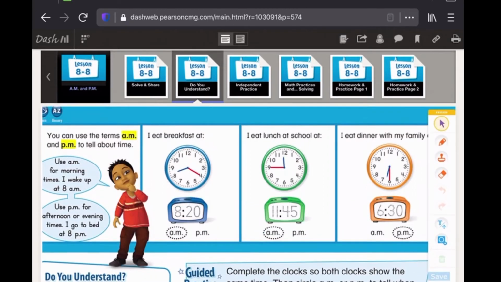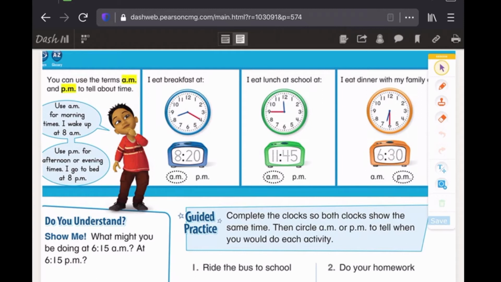Right away I can see they highlighted some stuff for us, AM and PM. Let's read that sentence. In the first box, you can use the terms AM and PM to tell about the time. And they're using what's called abbreviations to shorten the words, so it just says AM and PM. And our friend here in the speech bubble is saying, use AM for morning times. I wake up at 8 a.m. And use PM for afternoon or evening times. I go to bed at 8 p.m. You go to bed at nighttime. PM means nighttime or afternoon.